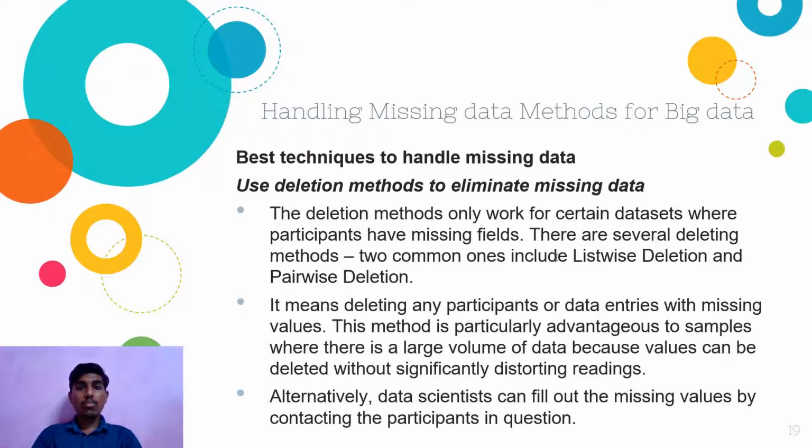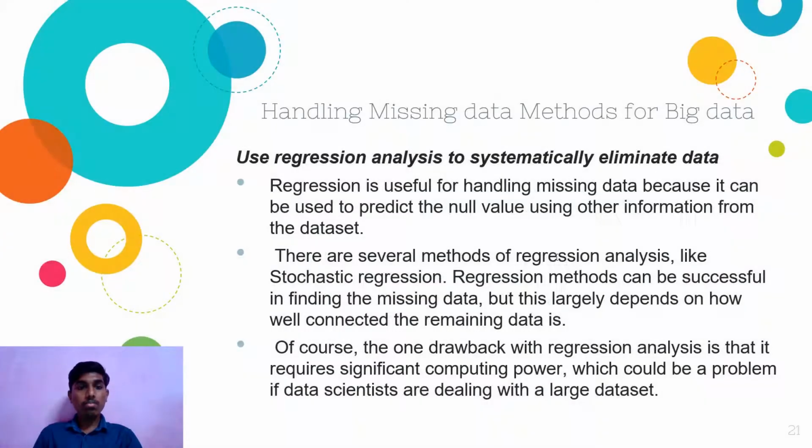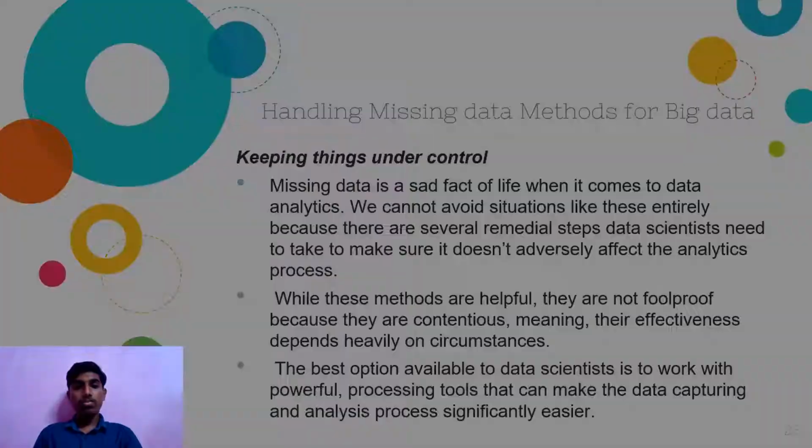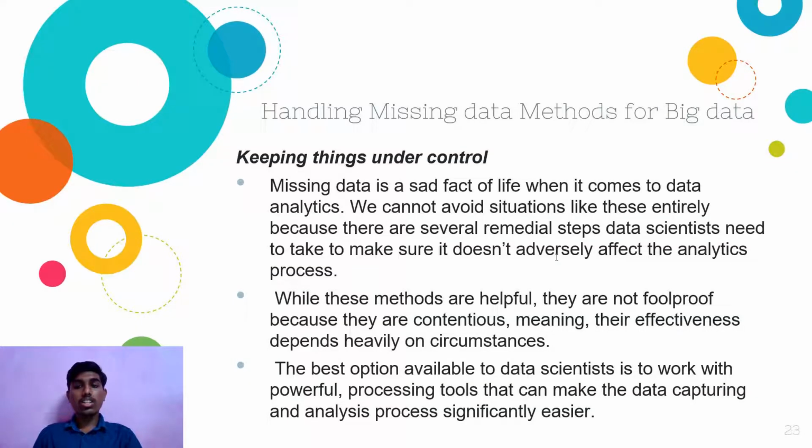So, third one, handling missing data methods for big data. The best techniques to handle missing data for big data are: use deletion methods to eliminate missing data, use regression analysis to systematically eliminate the data, and data scientists can use data manipulation techniques in order to handle the missing data that are found in big data. Keeping things under control, that is, minimizing and preventing missing data, may be better than solving it after the missing data values have been found in a dataset.